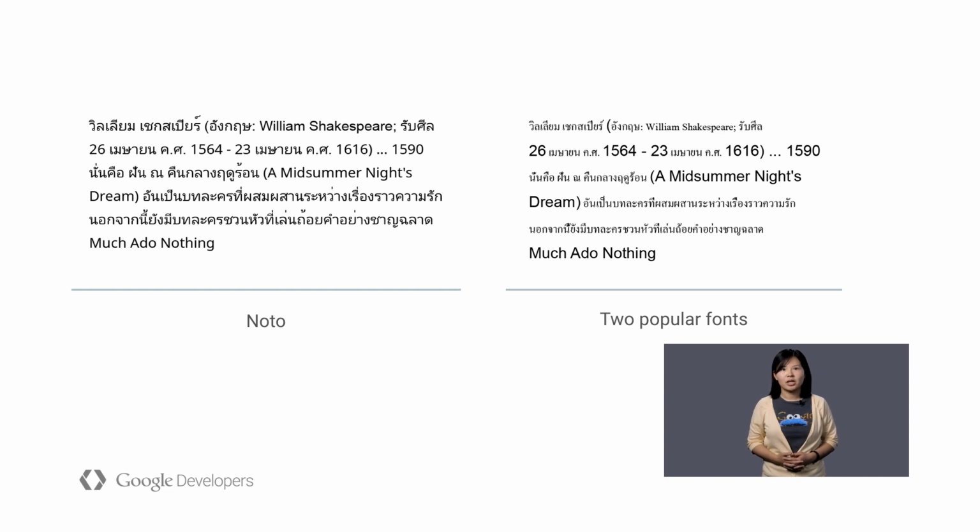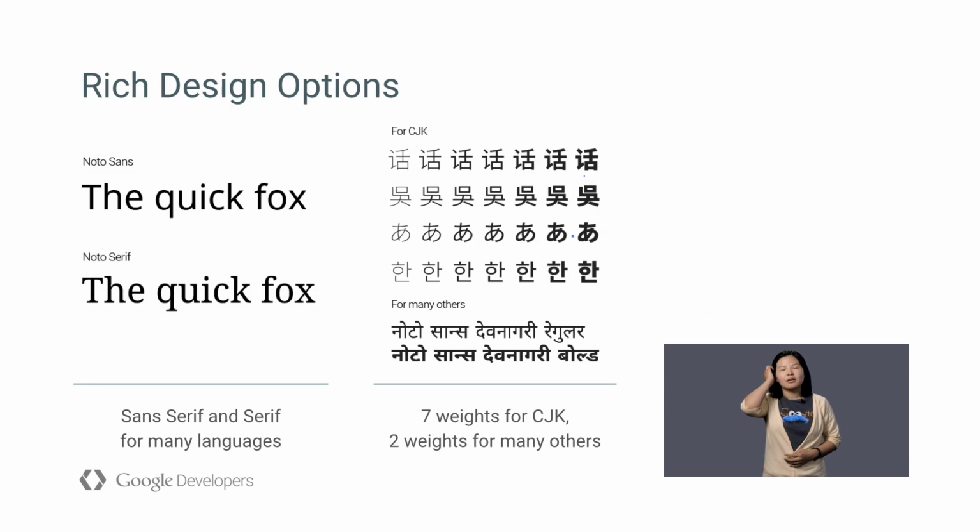On the right image, you can see how two popular English and Thai fonts make the text difficult to read and messy. Look at the different sizes, spacing, and the letter kerning. But with Noto on the left, these values are all nicely normalized, so each language is just as easy to read as the next. But don't worry, all of this support doesn't come at the cost of the design choices that so many beautiful applications require.